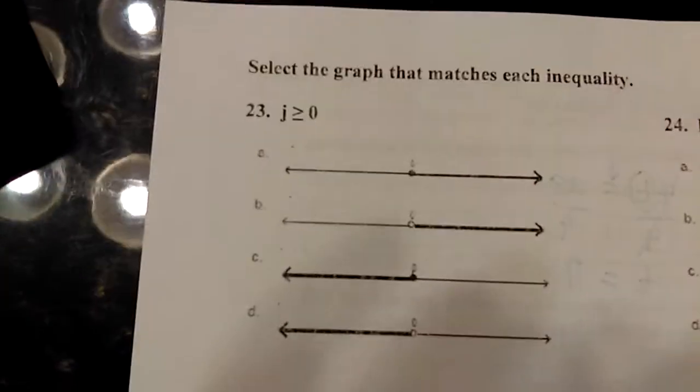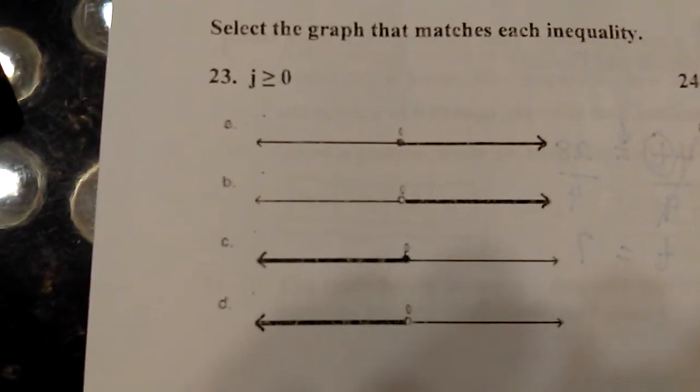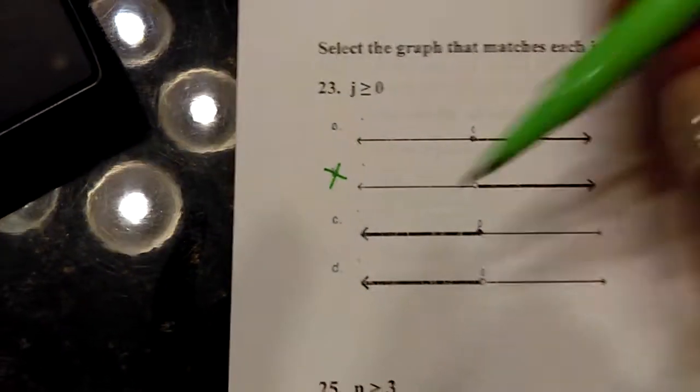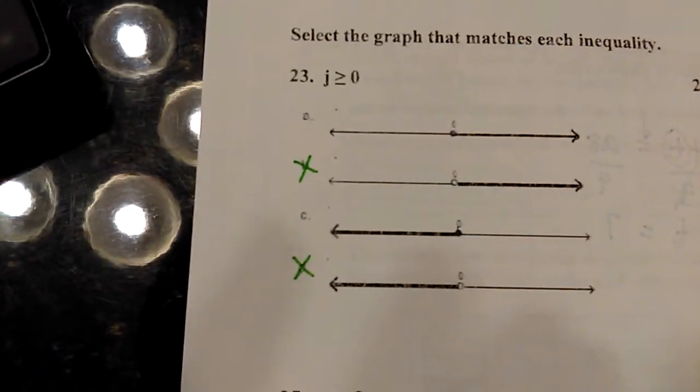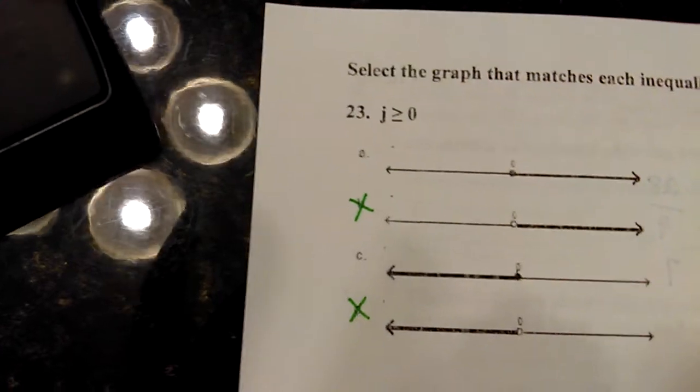So we have to now look at the ones that are closed. We can automatically eliminate any answers that do not have closed circles. B does not have a closed circle, so we know that's not an answer. And D does not have a closed circle, so D is not an answer. So now we're just looking at A and C.